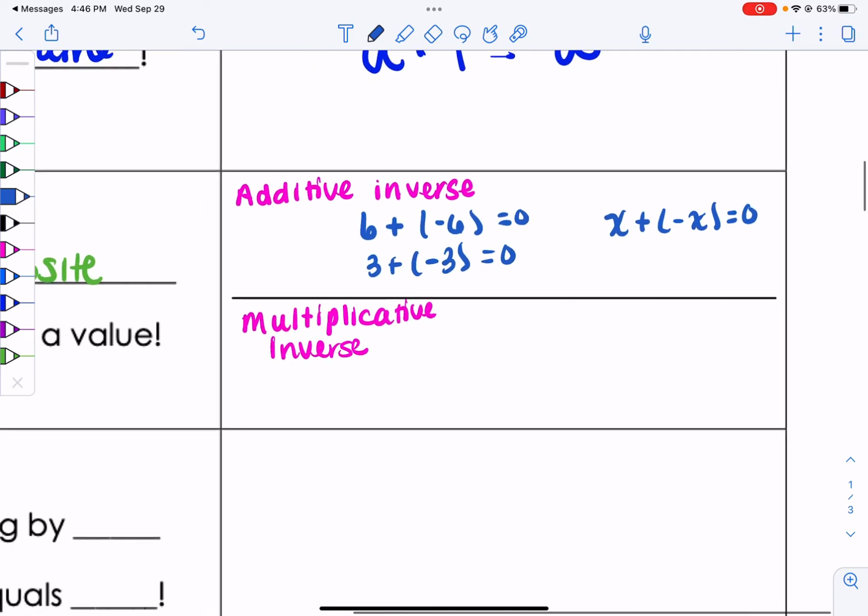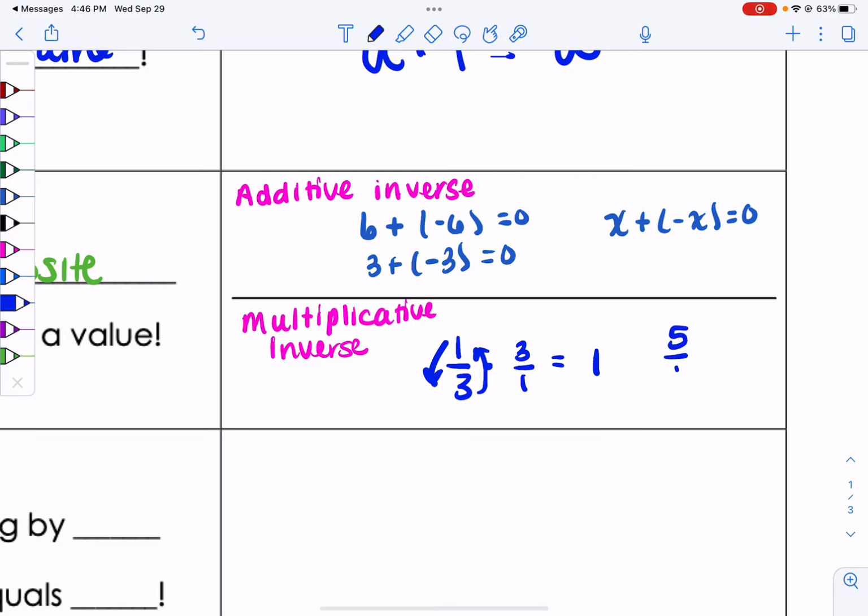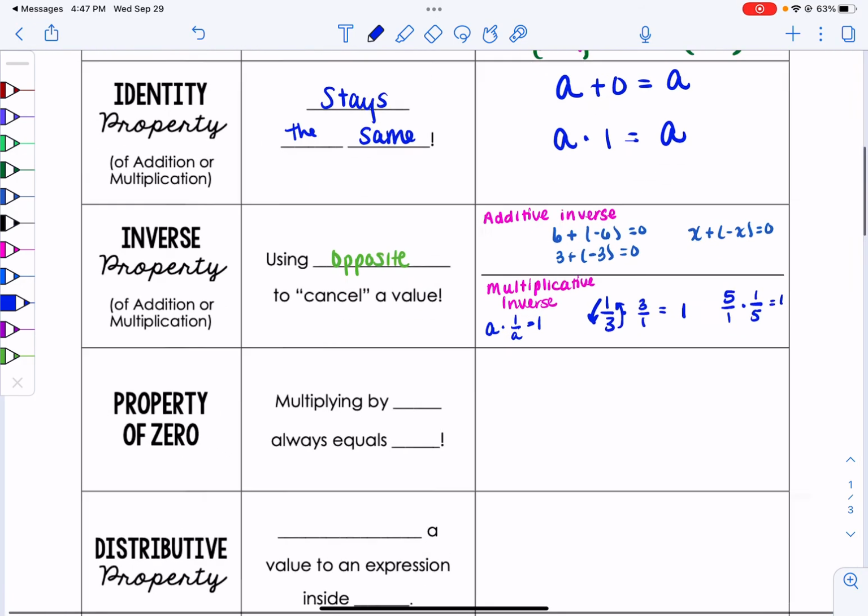If I want to do the multiplicative inverse, the way that works is if I have a fraction like 1/3, I'm going to flip it and get 3 over 1, multiply it, and I'm going to get 1. If I have 5, I have 5 over 1, multiply that by 1 over 5, and that's equal to 1. With variables, I can say a times 1 over a is equal to 1. So you're always going to be multiplying to 1.